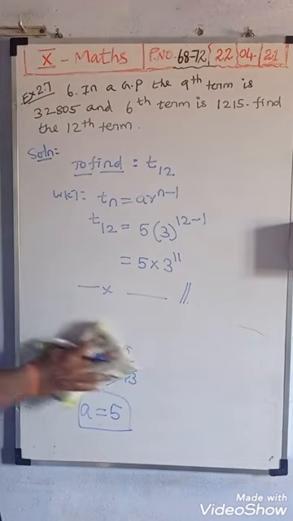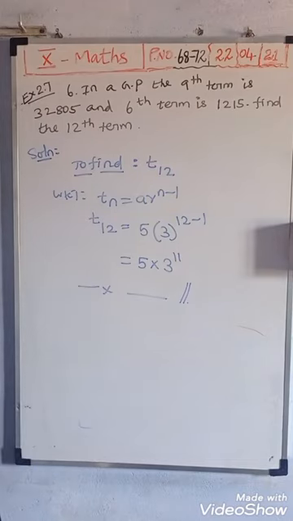12 minus 1 is 11. 3 power 11, no need to simplify. We can write it as it is. This is the 12th term. So given the GP, using the results we received as first term and common ratio, we received the answer: the 12th term is 5 into 3 power 11. Okay, that's all.